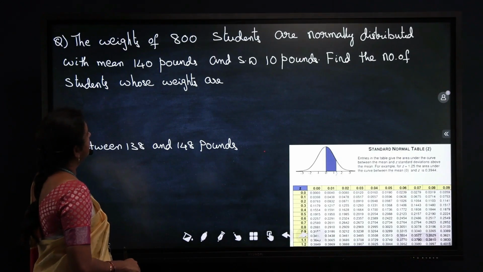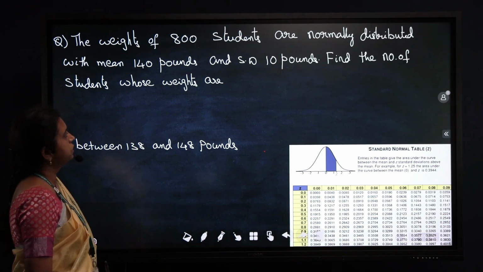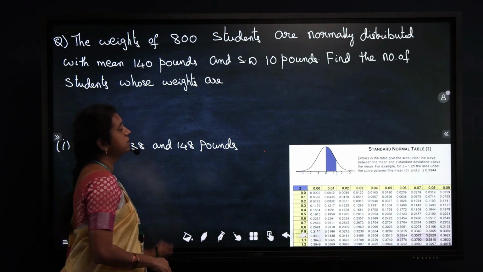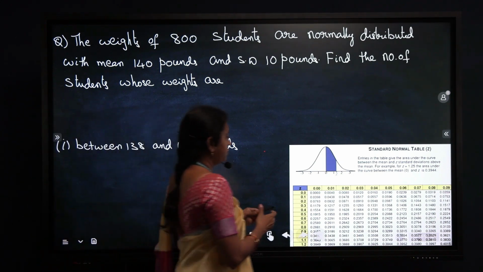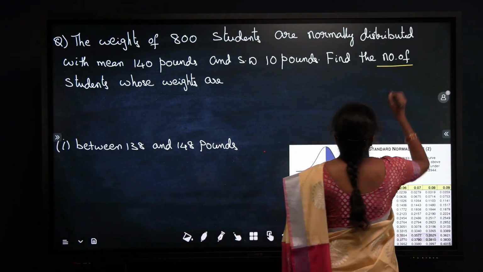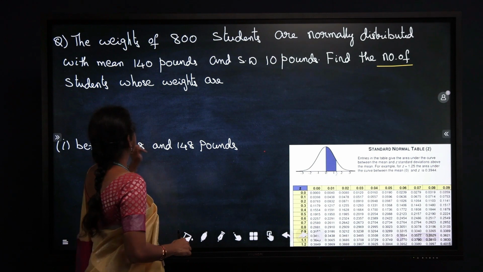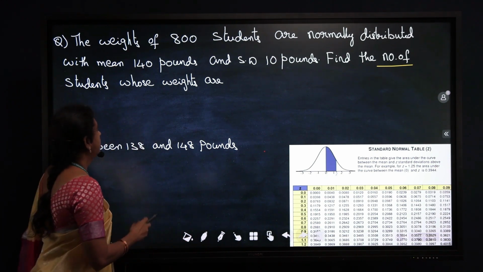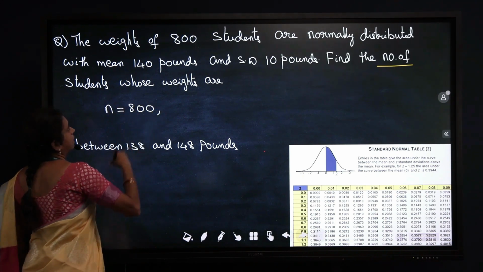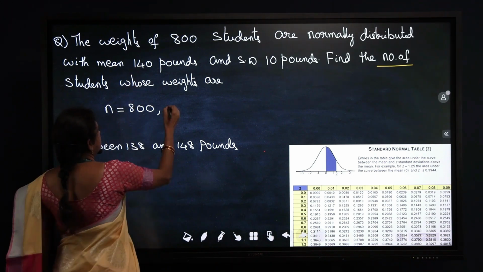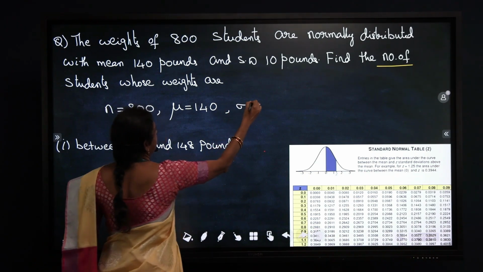So it is given that the weights of 800 students are normally distributed with mean 140 pounds and standard deviation 10 pounds. Find the number of students whose weights are between 138 and 148. So here it is mentioned to find the number of students, right? It did not ask you to find the probability, but we have to find the number of students, that is, out of 800 students, whose weights are between 138 and 148. So first I'll write down what is given. n value is 800 and mean is given as 140 pounds. So mu is equal to 140 and standard deviation is 10.